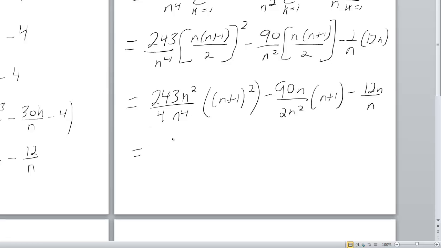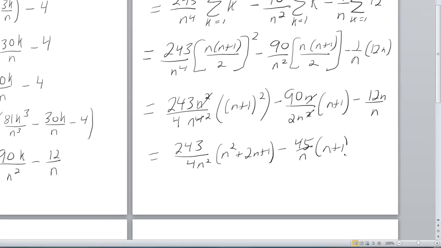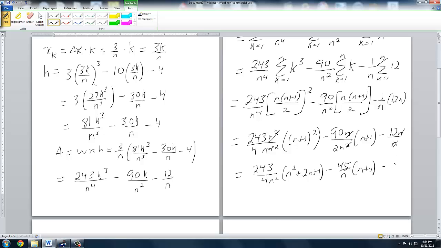This equals 243 over 4, which does not reduce. Notice that we can cancel 2 of those. So we have n squared on the bottom times, FOIL this out, n squared plus 2n plus 1, minus 90 divided by 2 is 45. Notice 1n cancels, so we still have over n there times n plus 1, minus, and then these two cancel, 12.